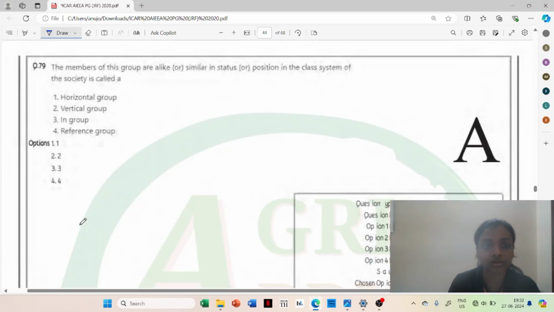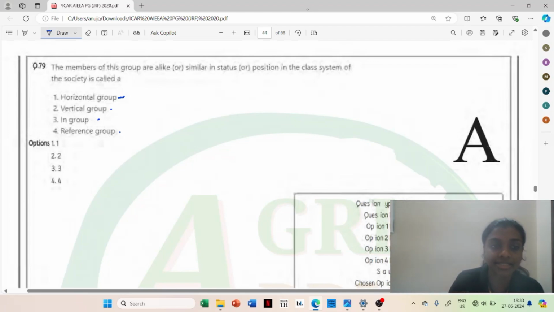Next question. The members of this group are alike or similar in status or position in the class system of a society is called a horizontal group, vertical group, in-group, and reference group. Okay, the question is a definition of the horizontal group, which is that the members of the group are similar in status or in the position in the class system.